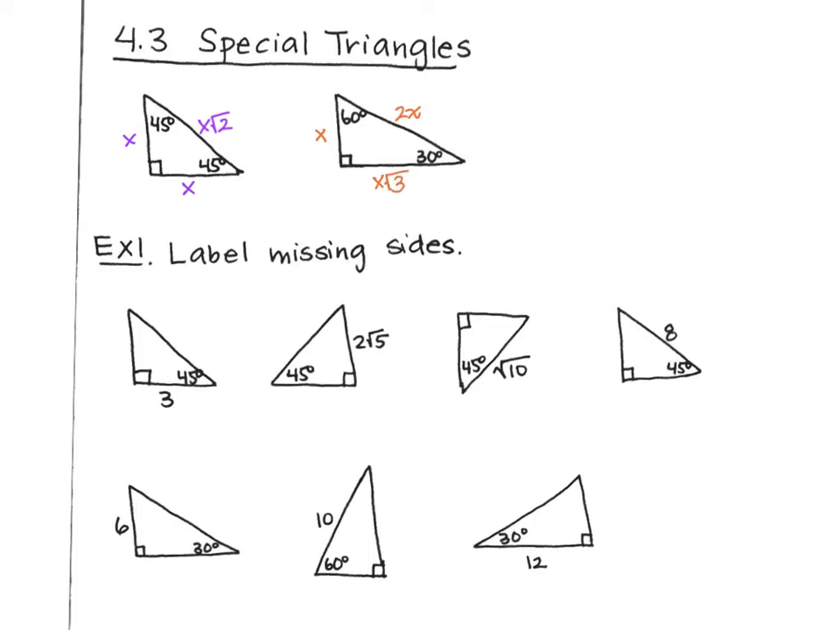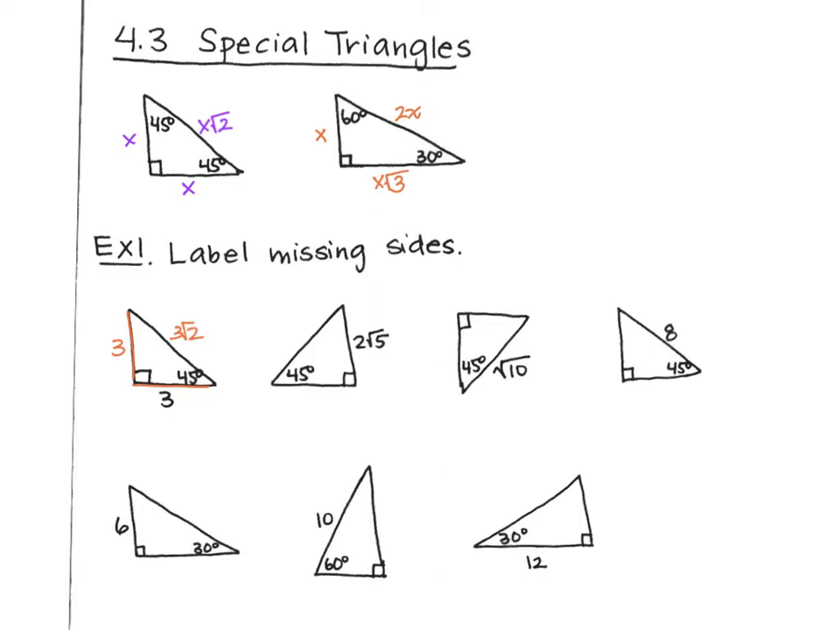Okay, using these patterns, we could label the missing sides of these triangles without using Pythagorean theorem or trigonometry or anything else. You are welcome to do these in your head. Okay, so let's look at this first one. The first one has a 45 and a 90, so it must be a 45-45-90, which means the two legs must be congruent. So since I know that leg is 3, this one must also be 3. And if I follow the pattern, this is x, this is x, this is x root 2, so this is 3, this is 3. The missing side must be 3 root 2.